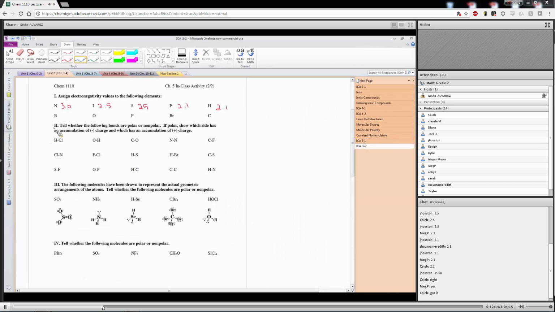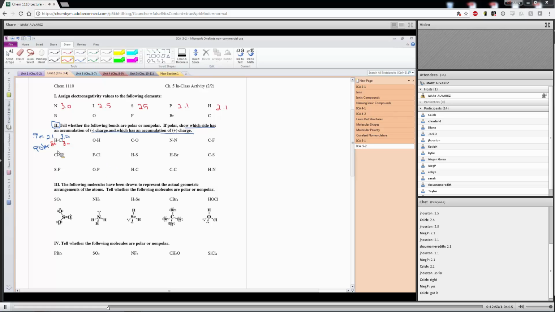This whole section, section 2, is doing exactly what we did there. We've already done it for hydrogen and chlorine, so let's just do it here. First, tell whether the bonds are polar or non-polar. In order to do that, we assign electronegativity values. Hydrogen's 2.1, chlorine is 3.0. So the difference is 0.9, and yes, it is polar. Then it says to show which side has accumulation of negative and which has positive. So we say partial negative on the chlorine, partial positive on the hydrogen.